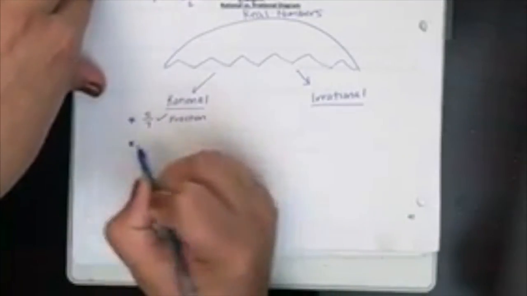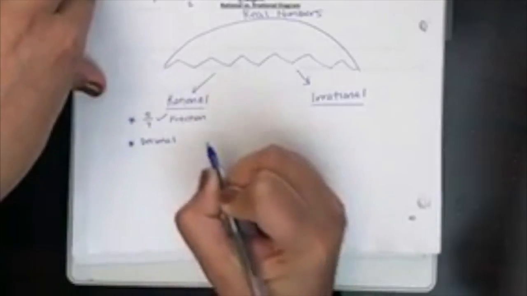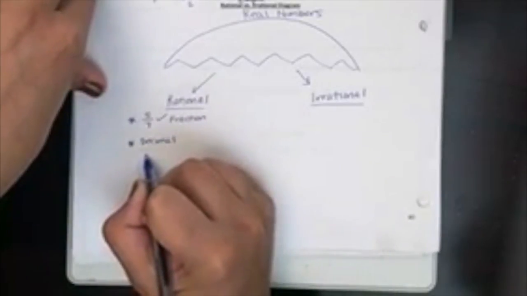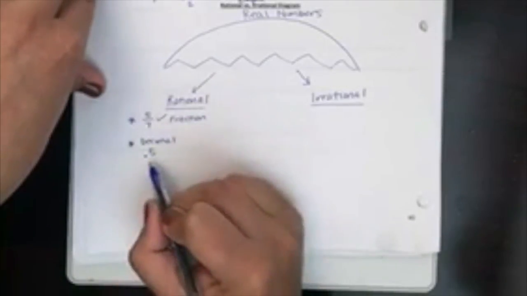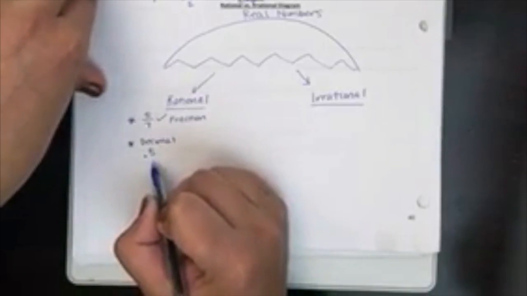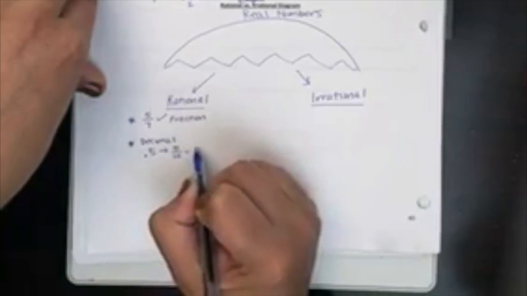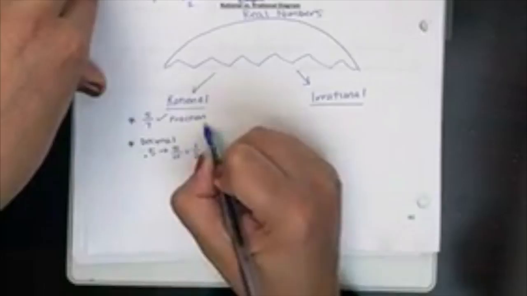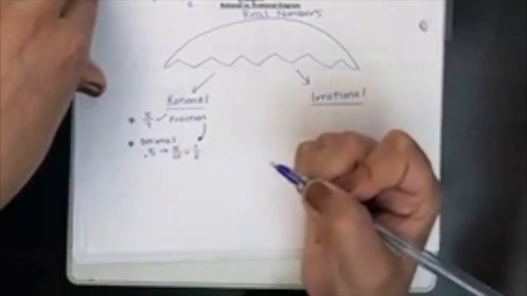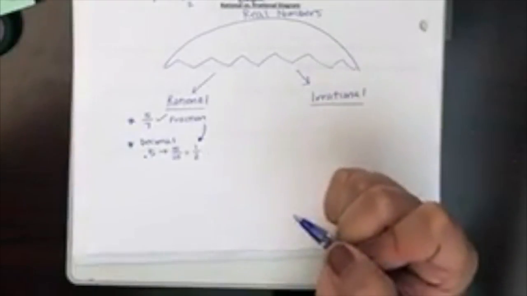Next, if we have a decimal, and again, an example would be 0.5, I can very easily rewrite this as a fraction because 0.5 can be rewritten as 5/10 or 1/2. So by that same proof, we've proved that a decimal that ends is also a fraction.